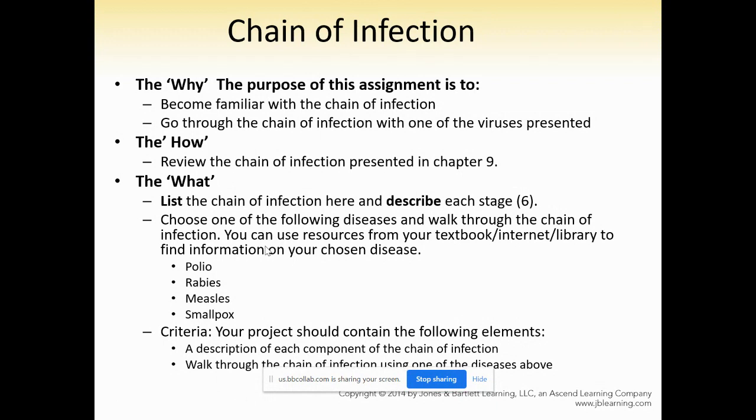You will list the chain of infection and describe each stage, and then choose one of the following diseases and walk through the chain of infection. You can do polio, rabies, measles, or smallpox. For that, you can use your textbook, the internet, Harper Library to complete the information.